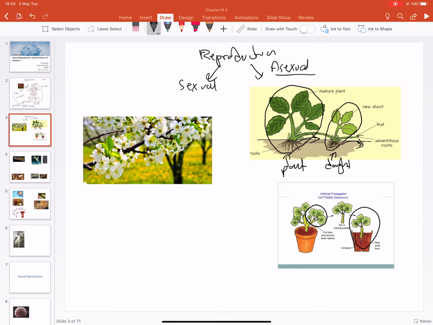But they can also reproduce sexually, which is flowering.